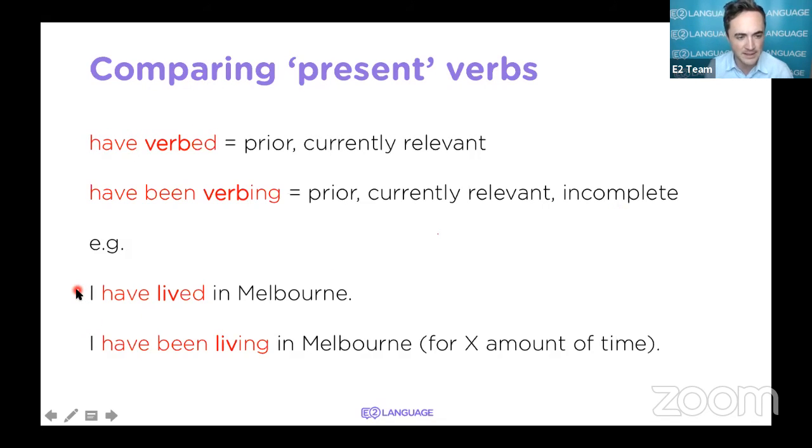Look at these two simple examples. I have lived in Melbourne. It's prior, it's currently relevant. I'm not living there now. Or versus I have been living in Melbourne for 6 months, which is relevant but incomplete.